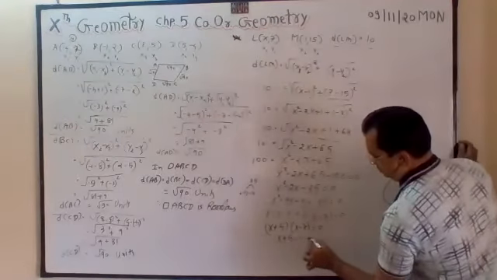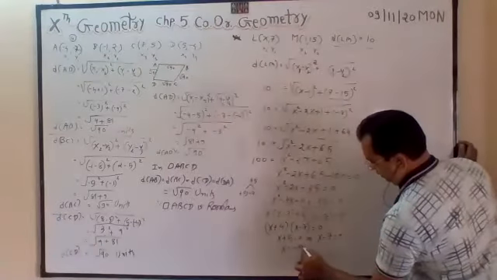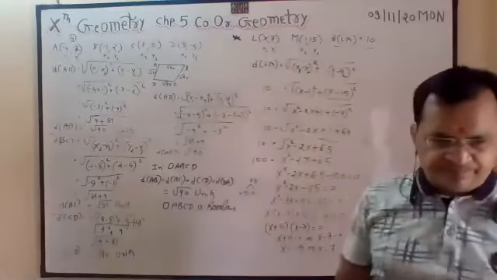So x plus 5 is equal to 0, or x minus 7 is equal to 0. So x is equal to minus 5, or x is equal to 7.